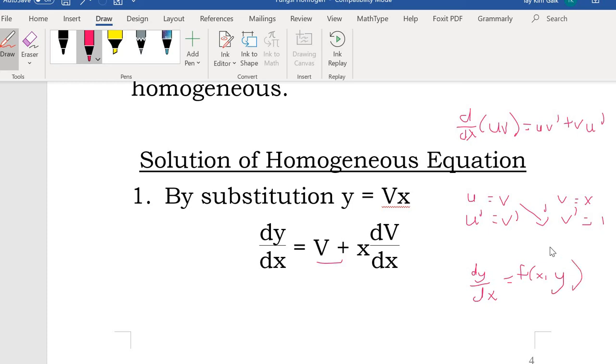And then you can show that this function of x and y is actually a homogeneous function of degree n. Then you can use y is vx. So substitute y equal to vx, and dy/dx we substitute here. So after this substitution, or after step 1, you no longer have the variable y, but you have v and x.